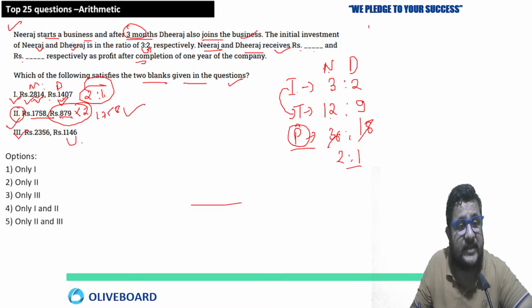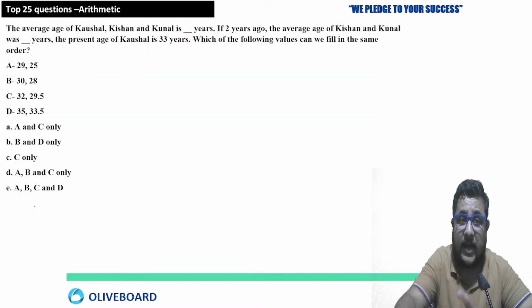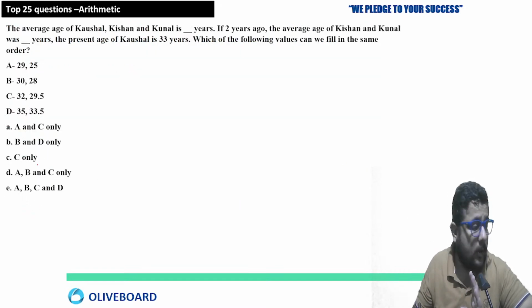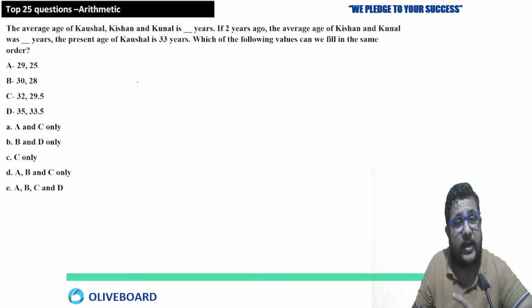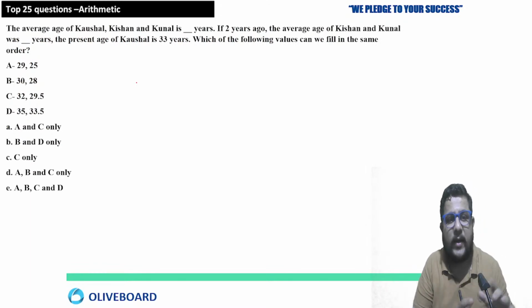Now 1146 multiplied by 2 is going to be 2292, which means these two values do not have a ratio of 2:1. The first two do. So we can say only the first and second are going to be the answer. I hope you got it well. Now the next question. As I said, in your exam you will definitely see at least one question from this section, and this is a very scoring part.